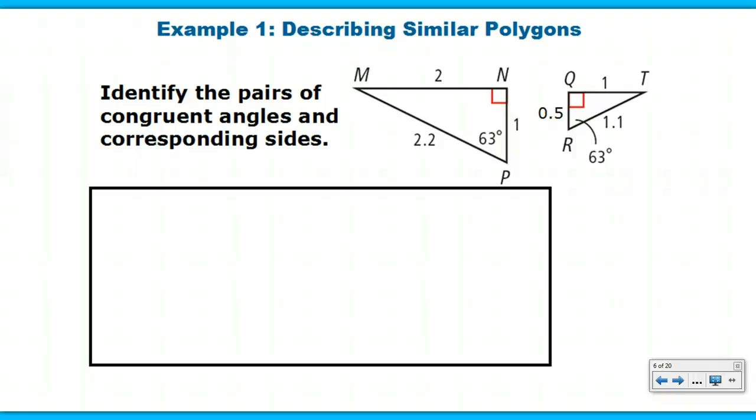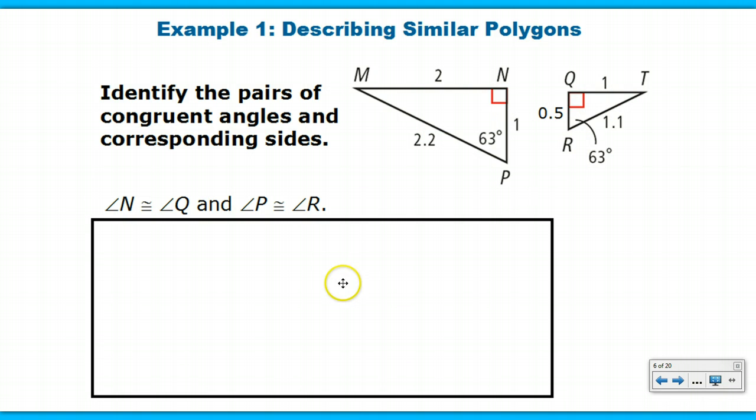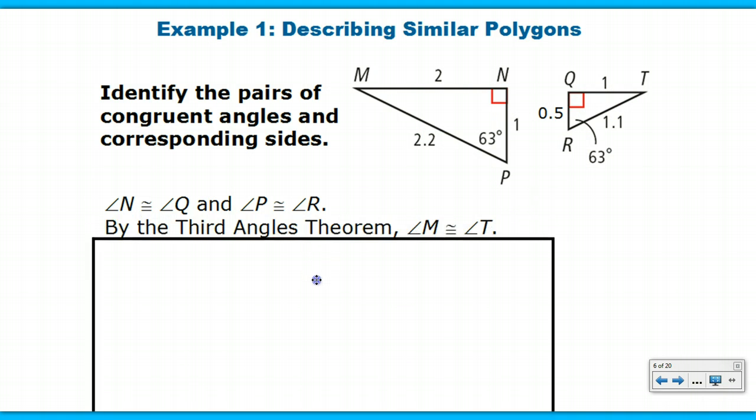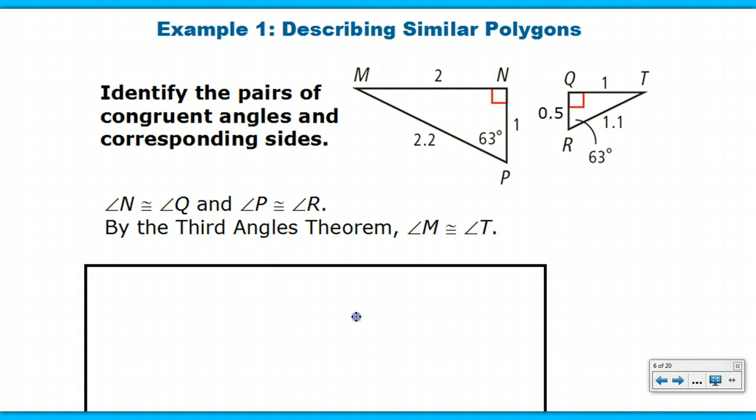And one thing you could do, right, is set up the similarity statement by finding corresponding angles, right? So in other words, angle N is congruent to angle Q, right? And angle P is congruent to angle R. And so we could name this NPM if we named this QRT. They are similar in that way. So we can say that these angles are congruent. And so by third angle theorem, we know that angle M must be congruent to angle T, right?